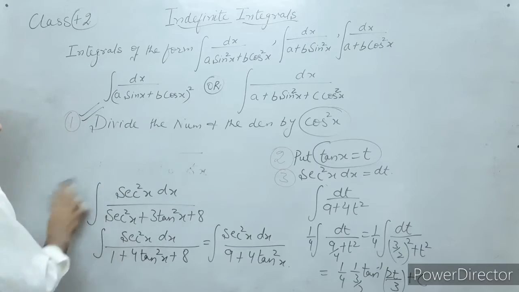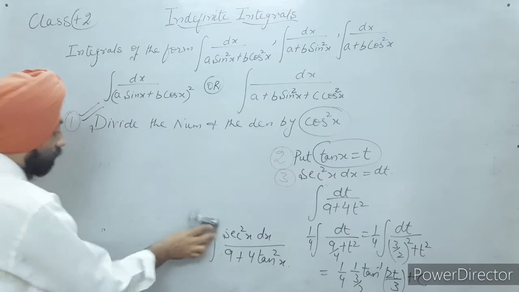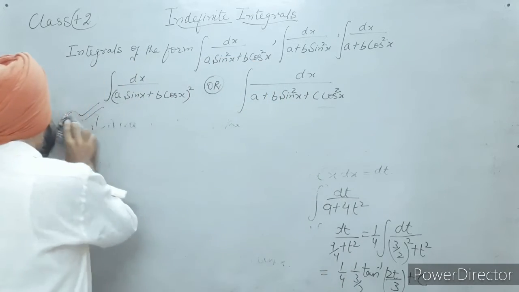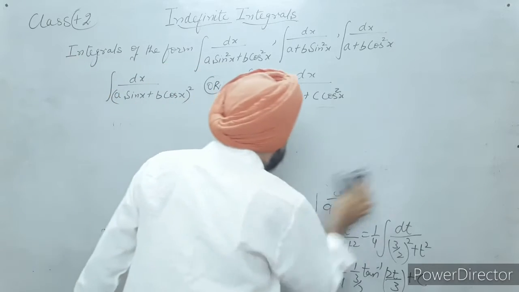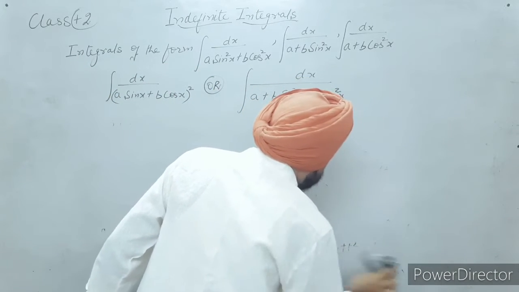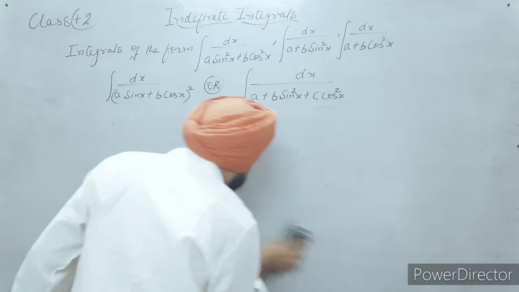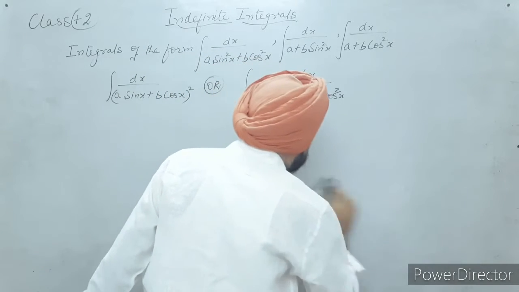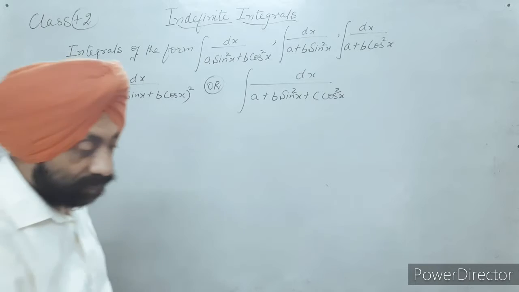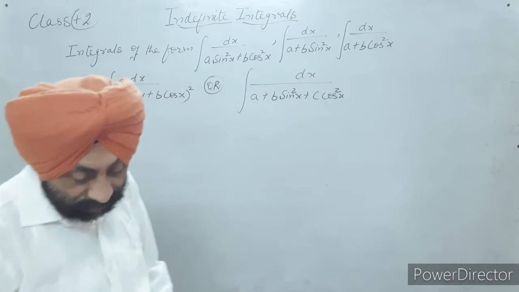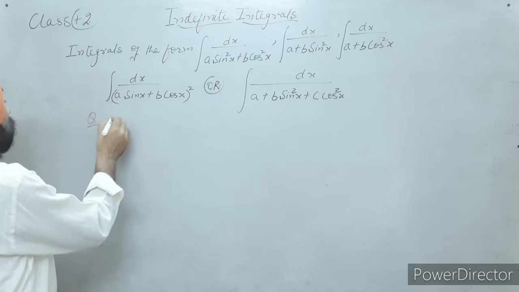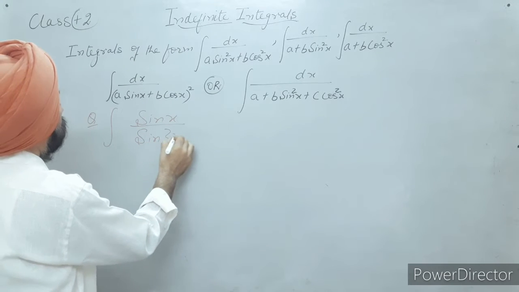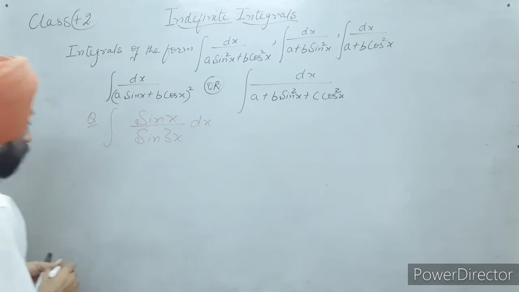Now I will do one more sum from this very topic, this very type. The steps are the same. Remember, the very first step should be to divide the numerator and the denominator by cos square x. Then put tan x equals t. The numerator will be in the form of secant square x dx, so put that equal to dt and solve. Now the question is: integrate sin x upon sin 3x dx.